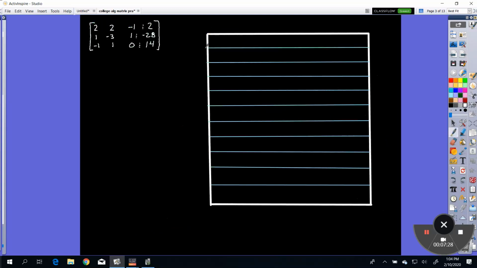I'm going to make this row 1. So I'm going to put negative 1, 1, 0, 14 in here. I'm going to make this row 2. So 1, negative 3, 1, negative 28. Make this row 3. 2, 2, negative 1, 2. I think this is supposed to only have 2 lines and these other 2 are supposed to have 3, but oh well.